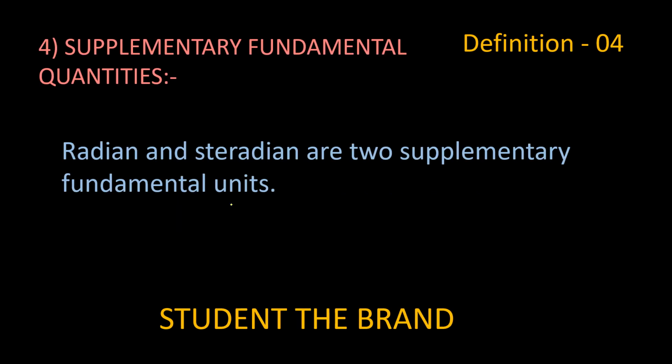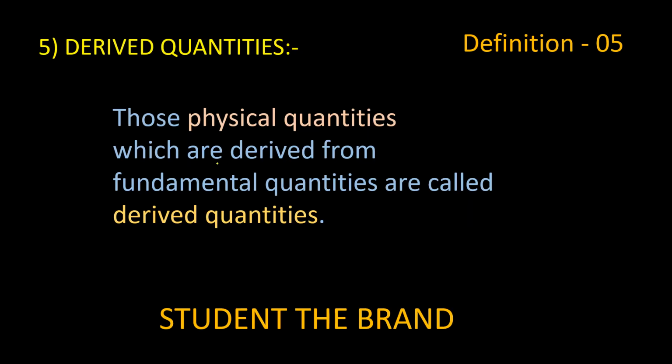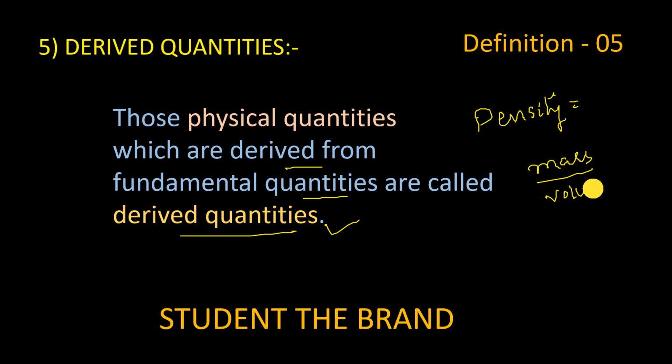Supplementary physical quantities. Radian and steradian are two supplementary fundamental units. Derived quantities: those physical quantities which are derived from fundamental quantities are called derived physical quantities. Means which can be derived, like density. If you take density equal to mass per unit volume, so here you can observe density is derived from mass and volume, right? That's why it is a derived physical quantity.